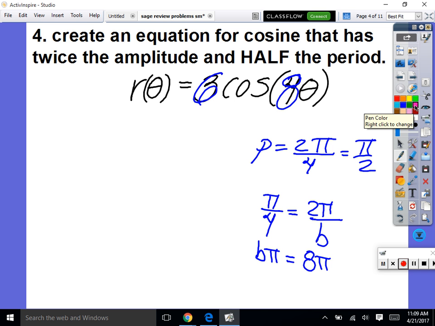So that's the number of cycles from 0 to 2 pi, right? That's not period, though. So our period is 2 pi divided by that. So I said, well, if it's half the period, I need to figure out what the original period was. My original period was 2 pi divided by 4, which is pi halves. Does that make sense? And we want half that period, so I divided that by 2, which is pi fourths. So that's our period for the new one. So we know that period equals 2 pi divided by b, solve for b. 8.